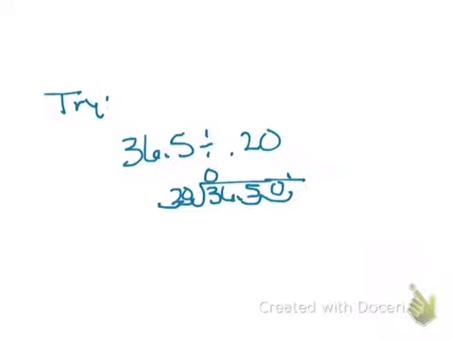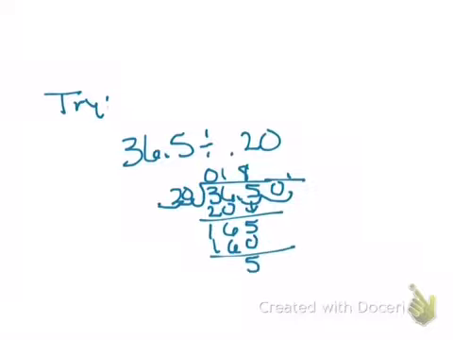How many 20s are in 3? There are none. How many 20s are in 36? There's 1. 20 times 1 is 20. When you subtract that from 36, you'll get 16. 20 will not divide 16. Bring your 5 down. How many 20s are in 165? And that would be 8. 20 times 8 gives me 160. When you subtract, you get a 5.